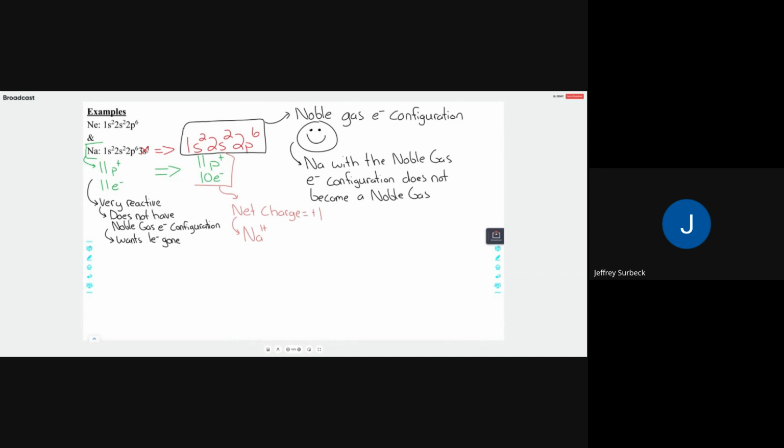Okay? Now, because it's charged, it is not a sodium atom but a sodium ion. And I also want to make this point here: because it's an ion and it's satisfied, having obtained that noble gas electron configuration, it's no longer reactive.